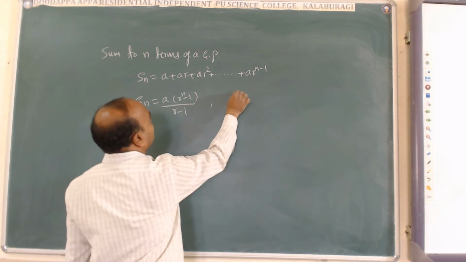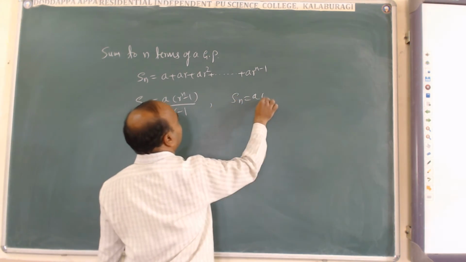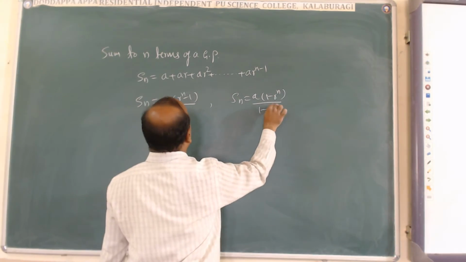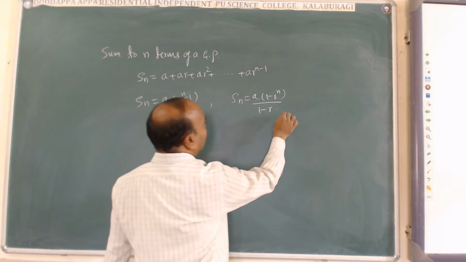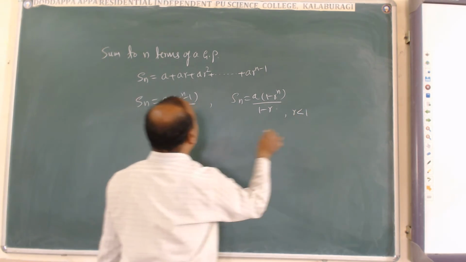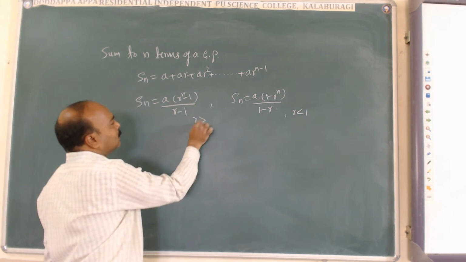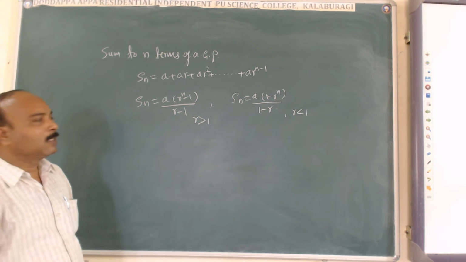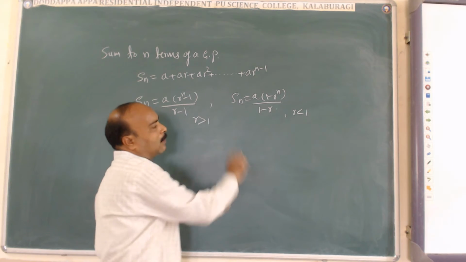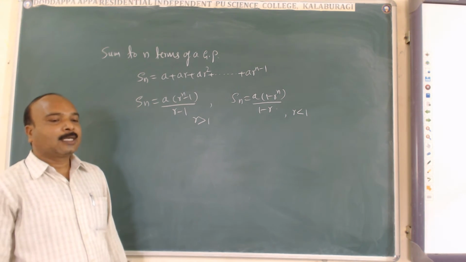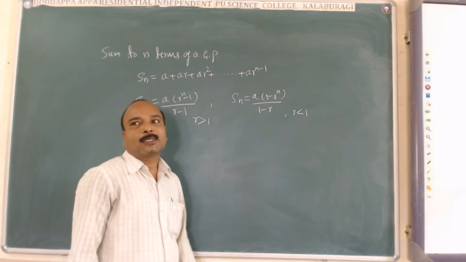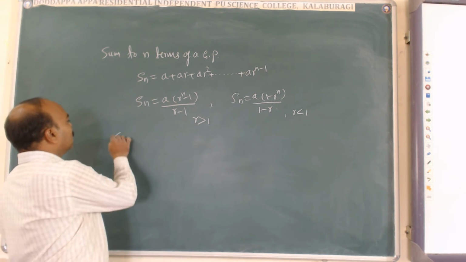Another one is Sn equal to a into (1 minus r raised to n) by (1 minus r). If r is greater than 1, you can use the first formula, and if r is less than 1, you can use this formula. These are the two formulas to find the sum to n terms of a geometric progression. Now we go for some examples.